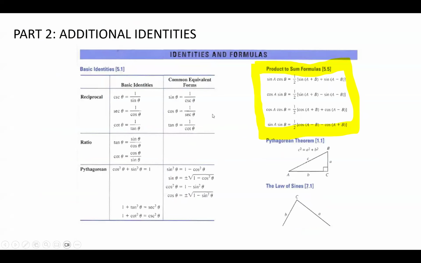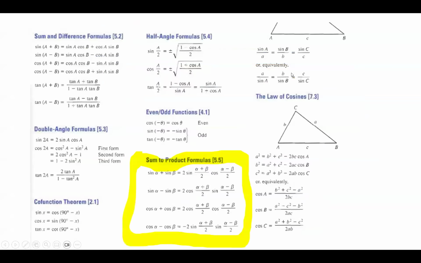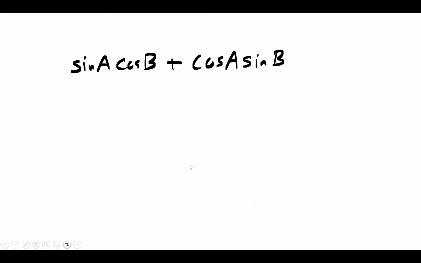Let's go to part 2. Part 2 is the sum to product formulas and product to sum formulas. And we've seen these before. Part 2? Is that not what we just did? No, that was just part 1. We just did inverse functions.